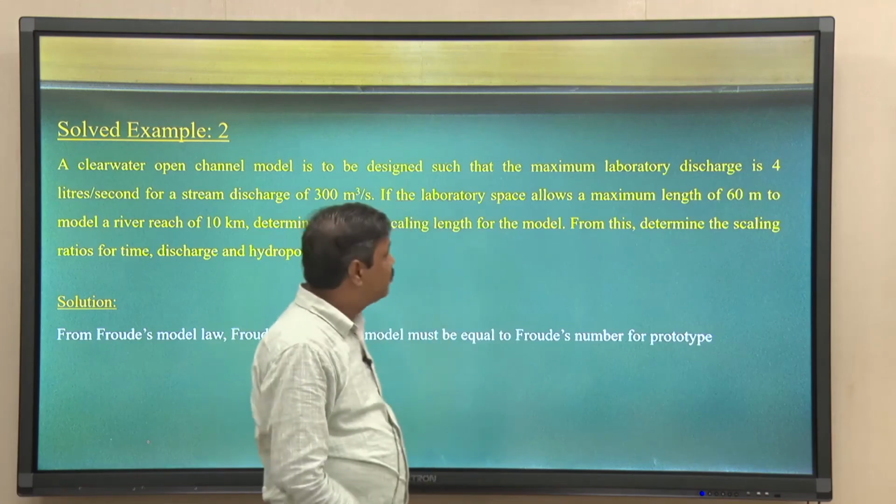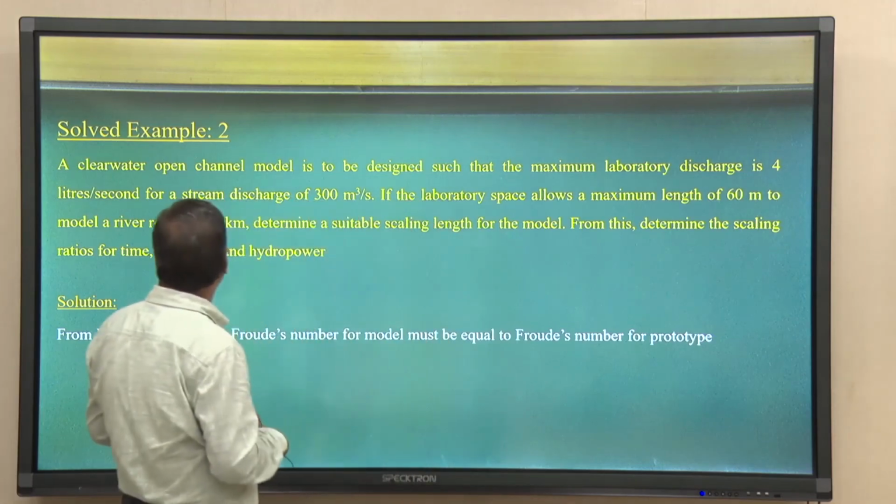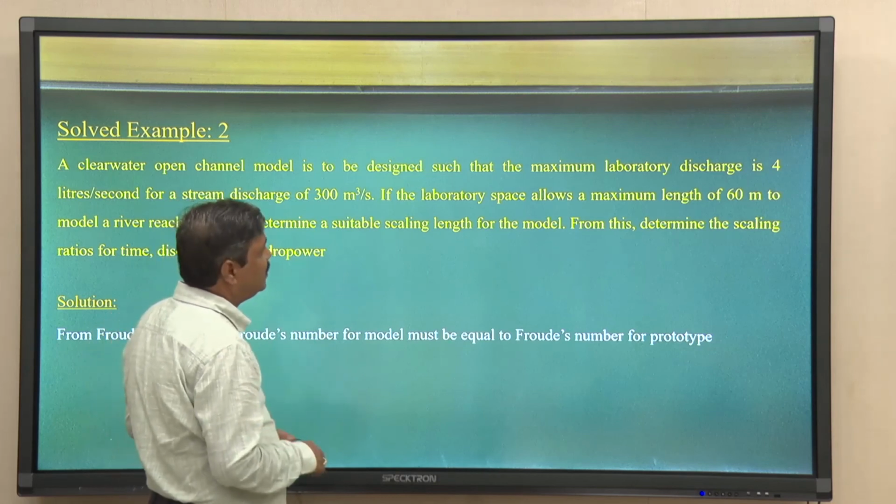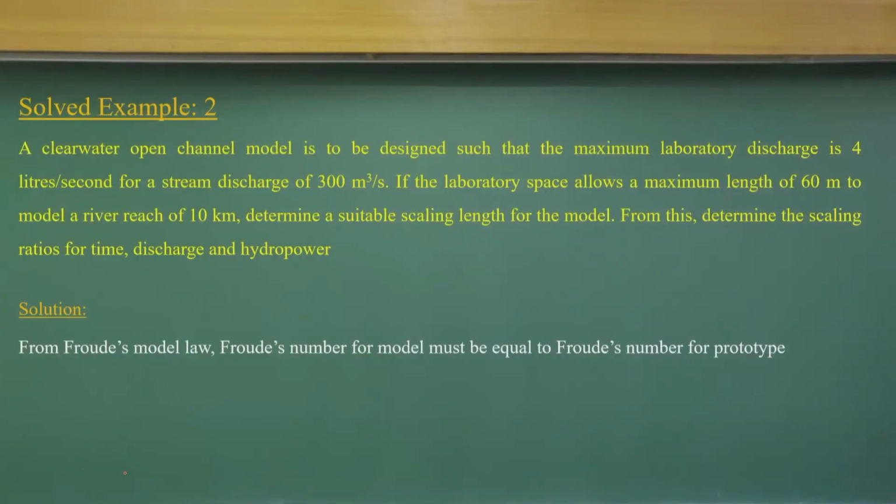The second example is quite interesting: a clear water open channel model. The maximum laboratory discharge is given to us, which is 4 liters per second. The stream discharge is 300 meter cube per second. The laboratory allows a maximum length of 60 meters to model the river of 10 kilometers. Determine the suitable scaling length for the model, and determine the scaling ratio for the time, discharge and the hydropower.